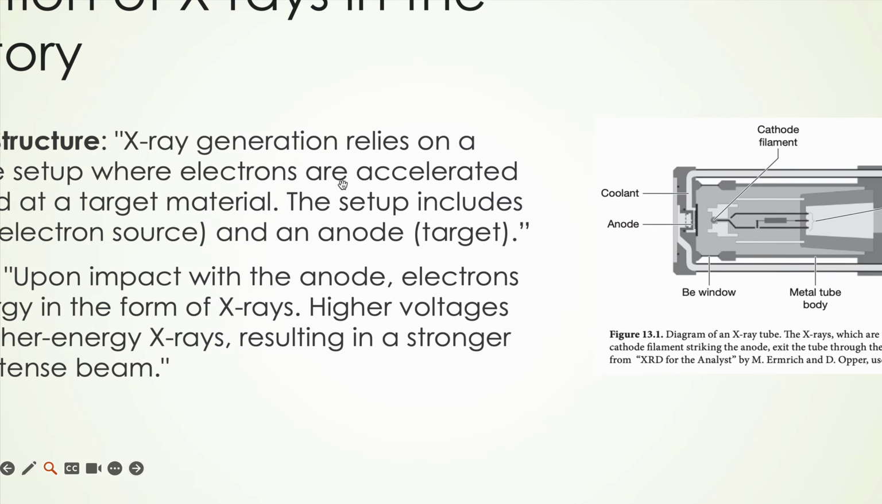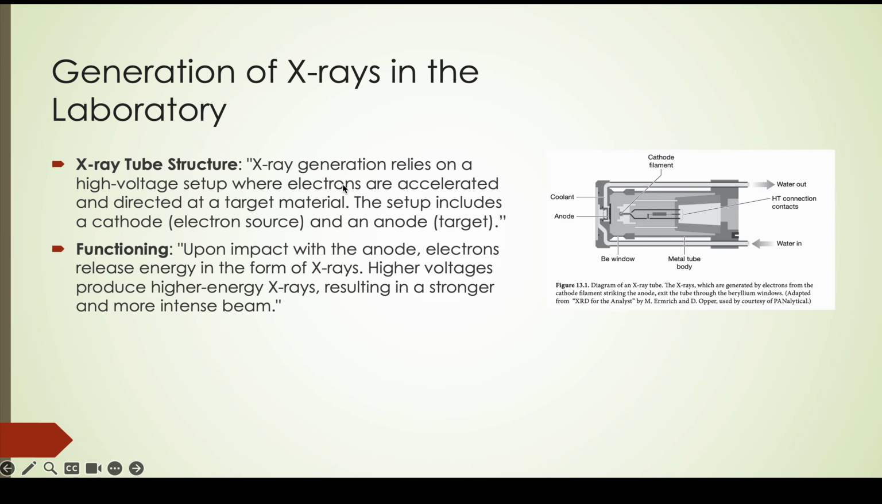So let's come here for the preparation and how it works. X-ray tube structure. X-ray generation relies on a high voltage setup where electrons are accelerated and directed at a target material. The setup includes a cathode, which acts as an electron source, and an anode, which is the target. In the functioning part, upon impact with the anode, electrons release energy in the form of X-rays.